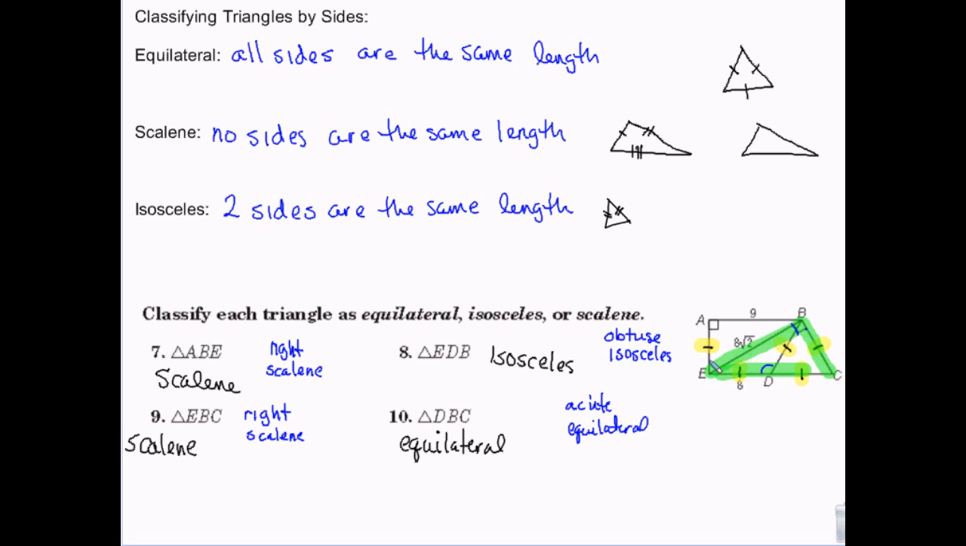You could say acute equilateral because they're all acute, because they're all less than 90. You could just leave it blank, unless it specifically said, like in one of your answer choices, acute equilateral. What you cannot have is an obtuse equilateral. You cannot have a right equilateral. If it's an equilateral, it can only be acute because it's also equiangular. Does that help?